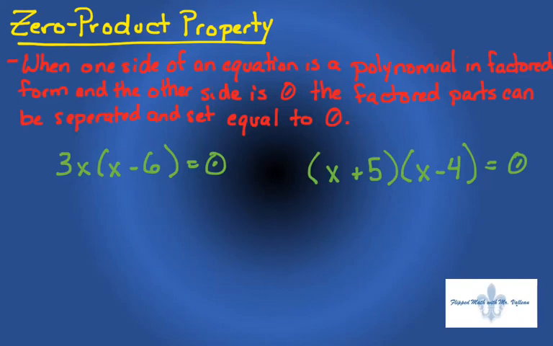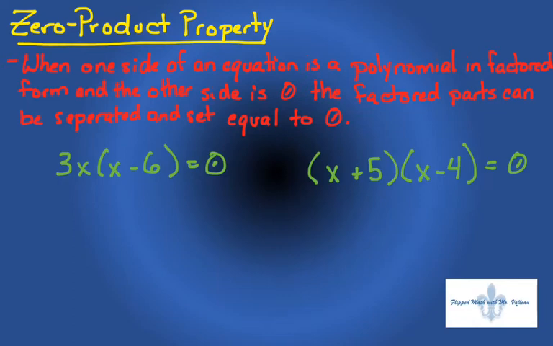And what we're looking at first is what is called the zero product property. The zero product property says when one side of an equation is a polynomial in factored form and the other side is 0, the factored parts can be separated and each of them set equal to 0 and then solved. So let's take a look here as we lead in with our first equation.